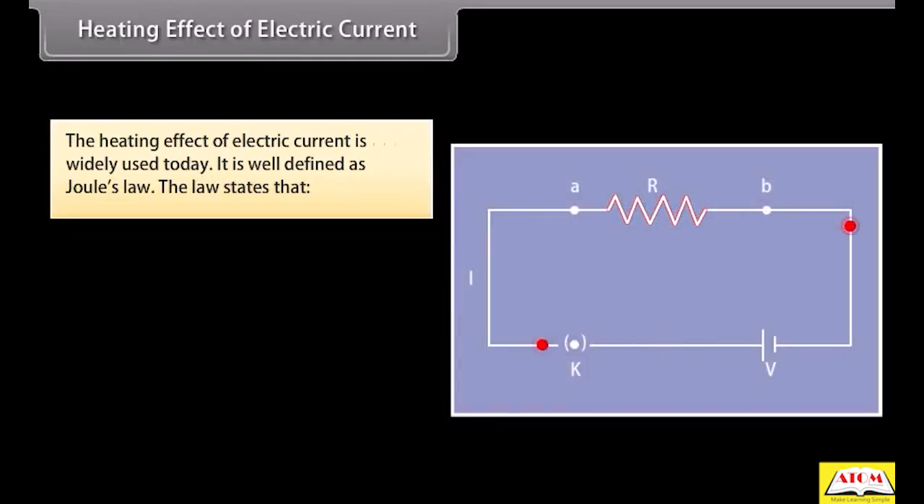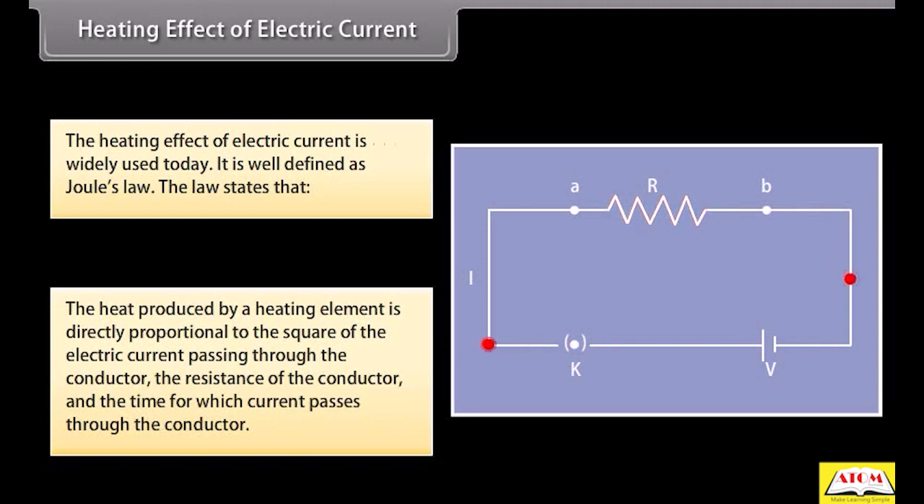Heating effect of electric current. The heating effect of electric current is widely used today. This effect is caused when electric current is passed through a conductor. This generates heat due to the resistance it offers to the current flow. The work done in overcoming this resistance produces heat.